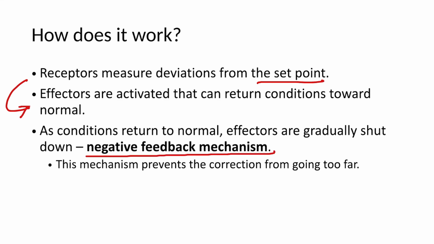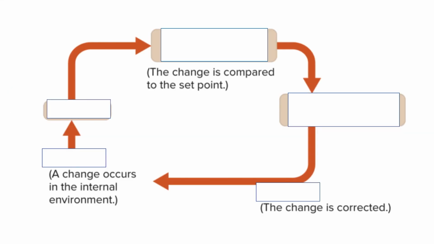So when the receptors turn on something, the effectors do their job, then they need to be turned off using this negative feedback mechanism, and it prevents anything from going too far. So again, just repeating what has been discussed. First, we have a stimulus, and a stimulus or stimuli is anything in the environment, anything that changes. And it would be picked up by the receptors.